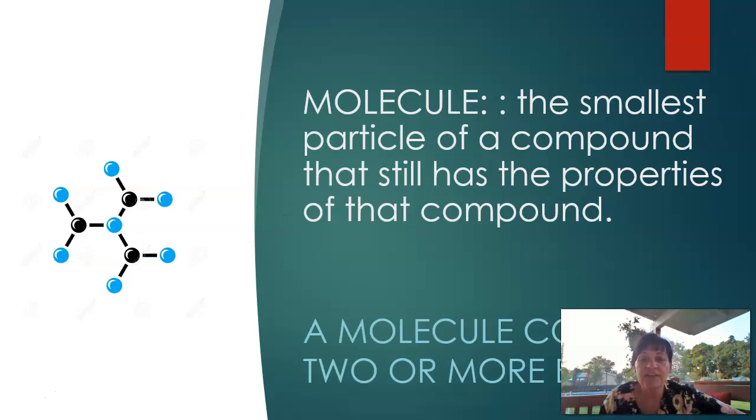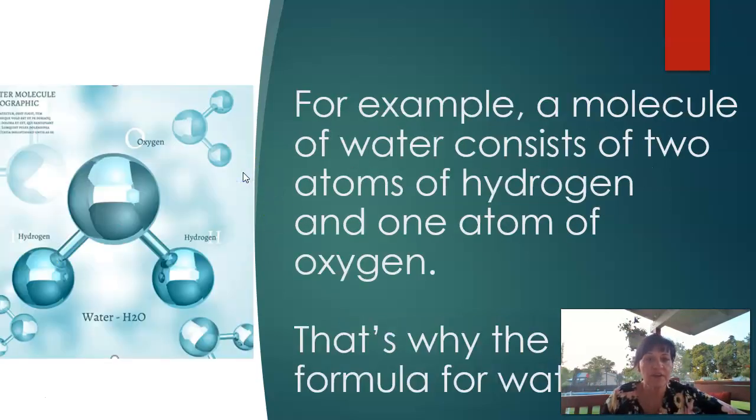A molecule consists of two or more elements. So, for example, water consists of two atoms of hydrogen and one atom of oxygen. That's why the chemical formula for water is H2O. And the O without a number next to it just implies, if you see that in a formula, that it's just one of those, okay? We don't put an O1.